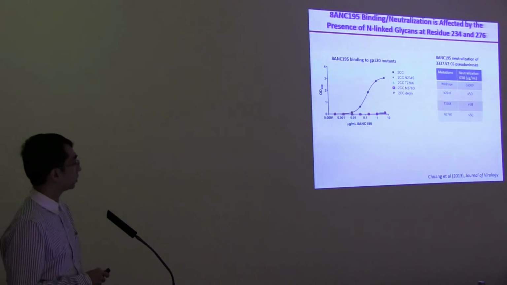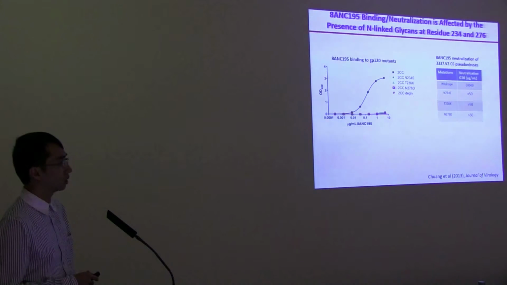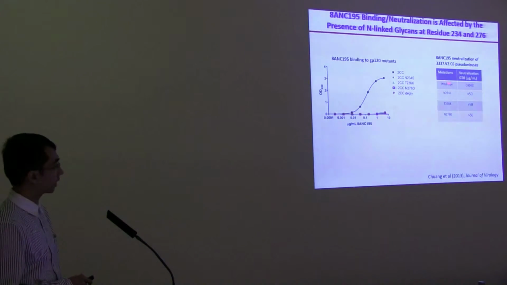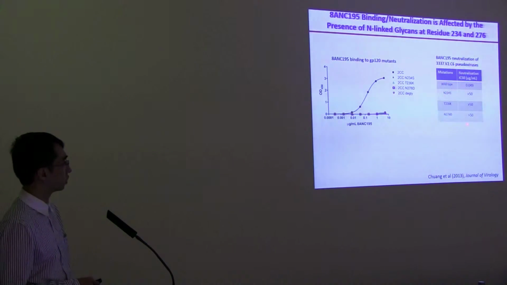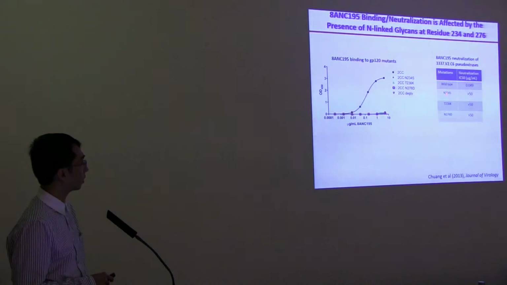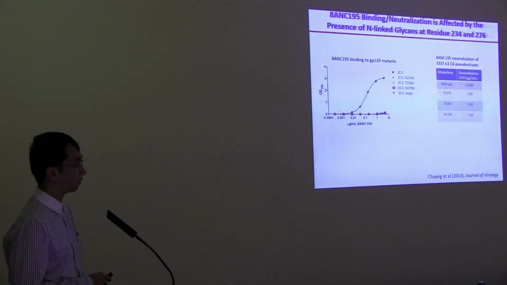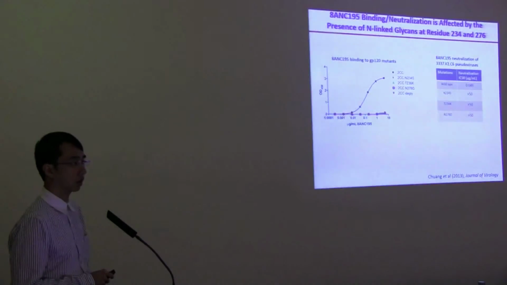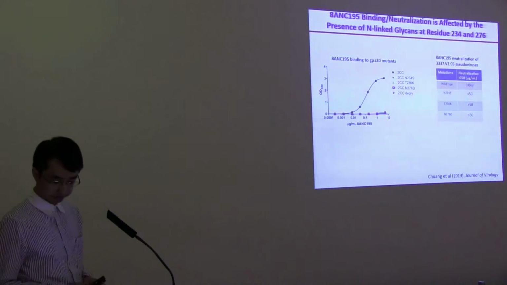Similarly, we wanted to see if this effect is also present in the neutralization experiment. So we knocked out these glycans from the pseudovirus that we tested for neutralization. And again, when we knocked out either one of the two glycan sites, the ANC195 neutralization was completely eliminated.